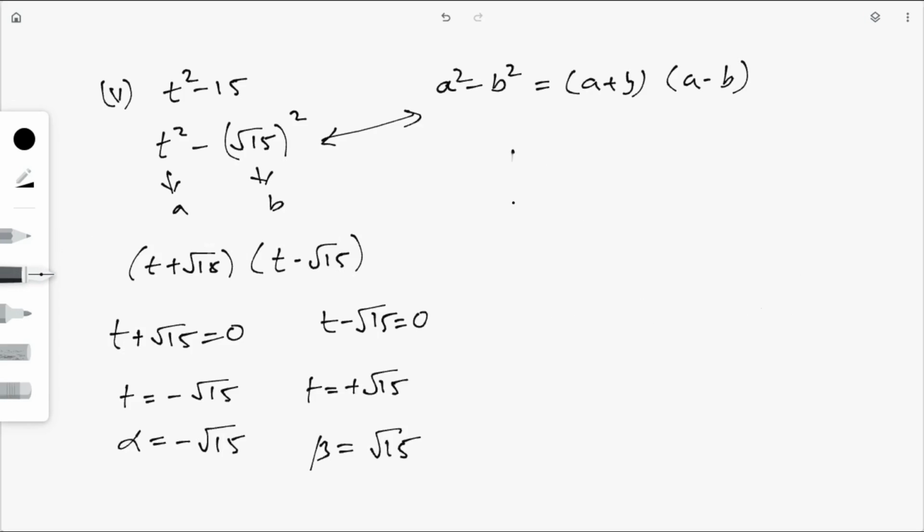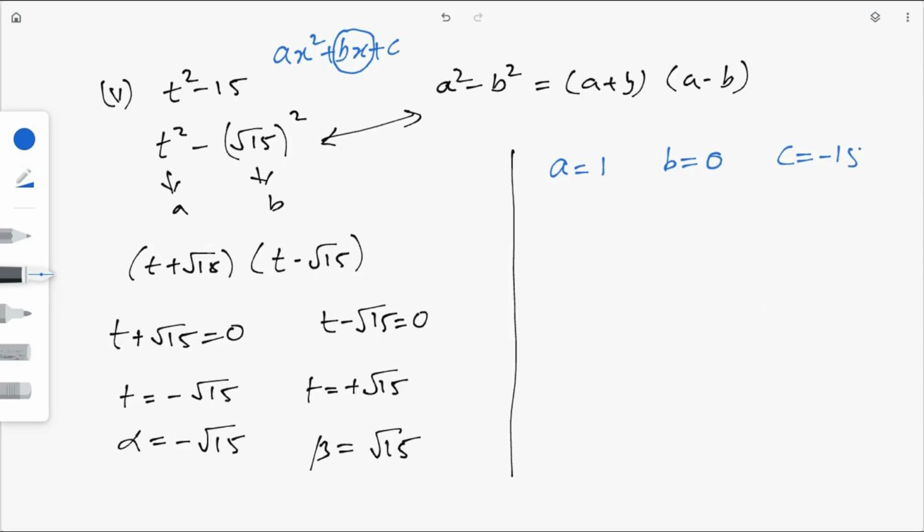Next, verify the relation between the coefficients and the zeros. So what is your A here? That is the coefficient of t square, 1. And what is your B? The coefficient of the second term. Actually the second term is missing here, because what is the standard form? ax square plus bx and then the constant term. So we have the constant term and the first term, but this bx is missing. So if bx is missing, then you can take b as 0, and c is minus 15.